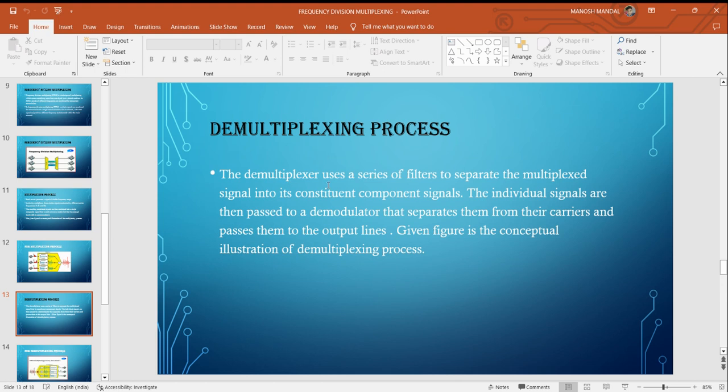The demultiplexing process. The demultiplexer uses a series of filters to separate the multiplexed signal into its constituent component signals. The individual signals are then passed to a demodulator that separates them from their carriers and passes them to the output lines. The given figure is a conceptual illustration of the demultiplexing process.